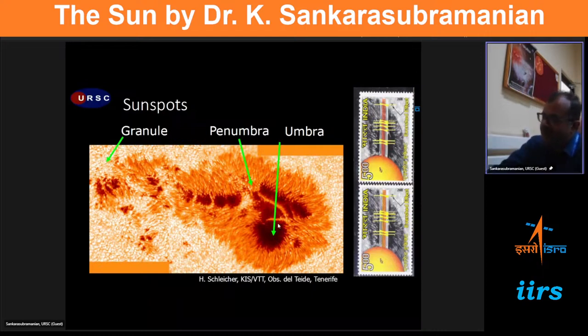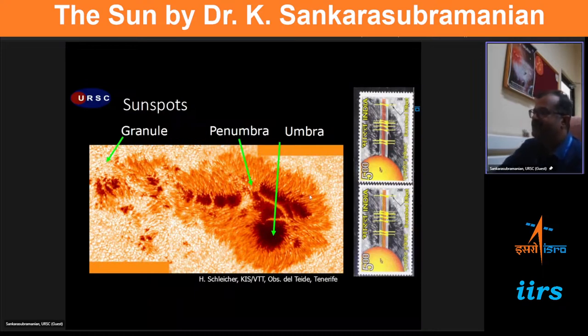The umbra is cooler compared to the surrounding regions. That is because the convective gas, which transfers the energy from the deeper layers to the upper layers, gets suppressed by the magnetic fields in the umbra, and hence the energy transport through the umbra is much lower compared to the outside areas. That's why it looks darker and cooler compared to the outside areas.